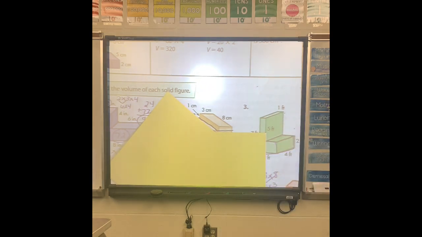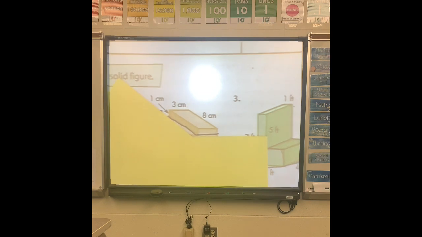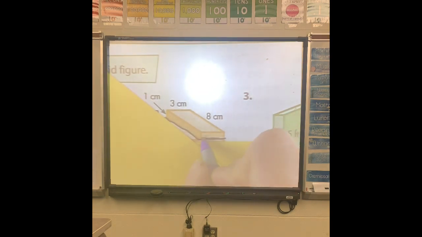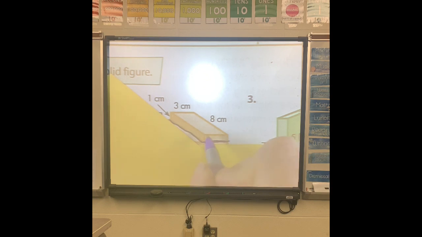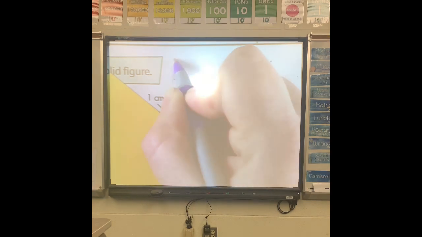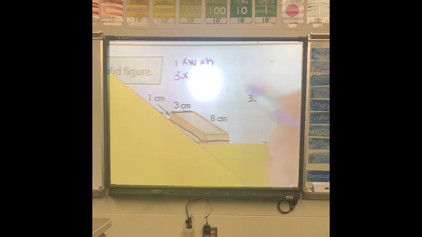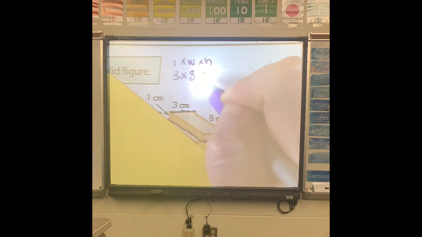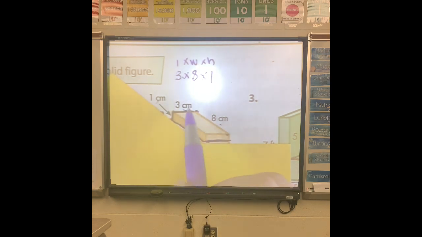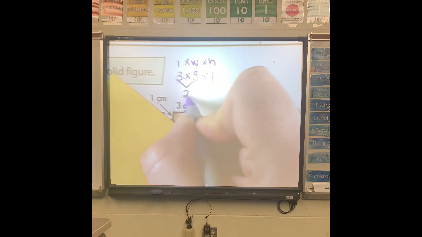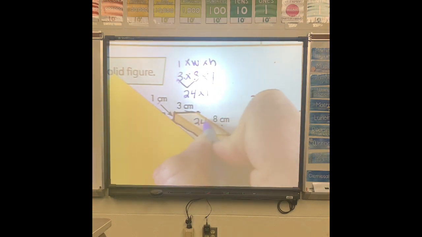Now that I have everything shaded in, I am going to look at the length from left to right. It doesn't tell me here. I don't see it. Oh, right here is my length from left to right. So there's my 3, because that's my length times width times height. Left to right is 3. Front to back is 8. And then the height from bottom to top is 1. This time, I used all 3 numbers that were exposed: 3, 8, and 1. 3 times 8 is 24 times 1, and that's 24.